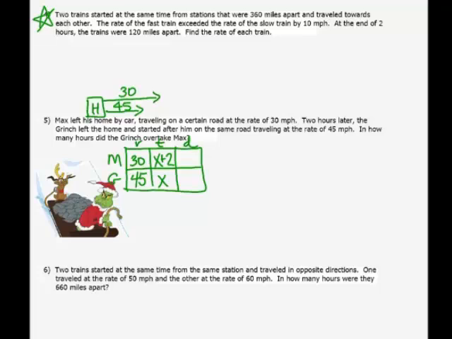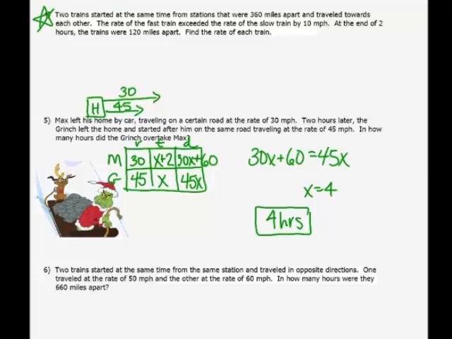Max's distance is going to be 30x plus 60, and the Grinch's is just 45x. And I want to know when their distance is the same in this case. So as you can see, these problems are set up a little differently depending on what you're doing. So if you solve that, you get x equals 4, and that means after 4 hours, the Grinch will finally be able to pass up Max.